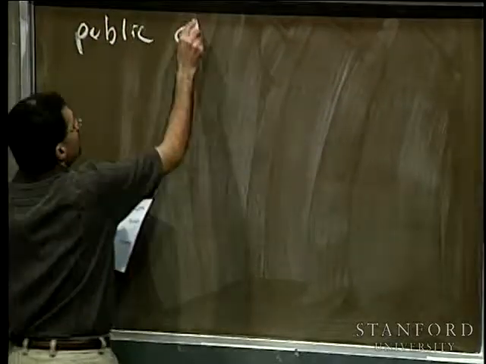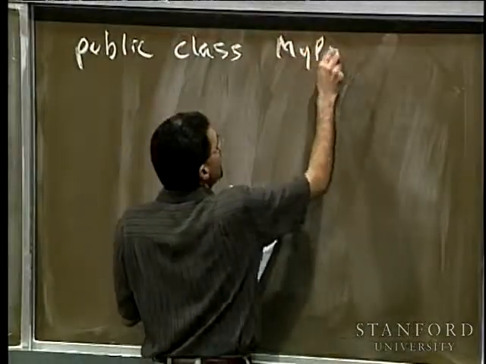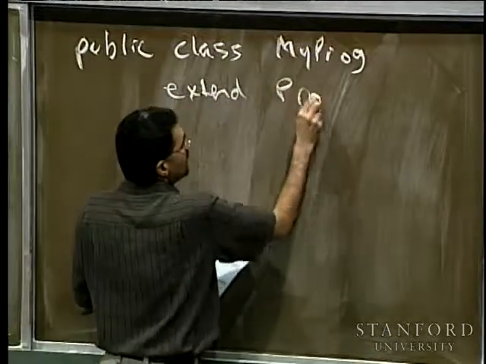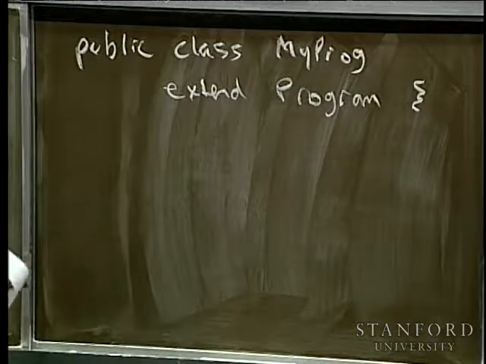Okay? And so the way that would look is you would say something like public class and then give it the name, whatever name you want. So I'll call this my program. And this is going to extend just the generic program. It's not going to extend console or graphics program. It's just going to extend program.